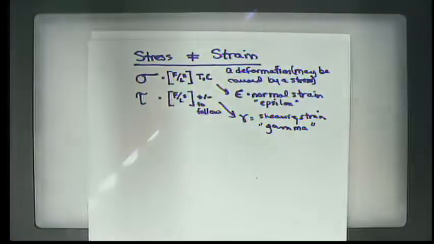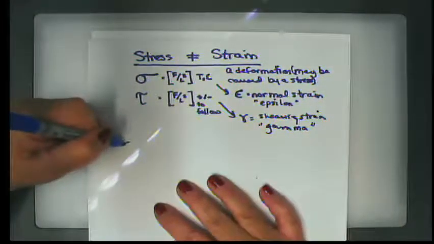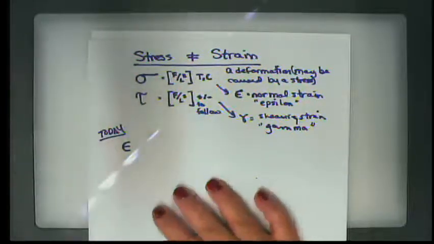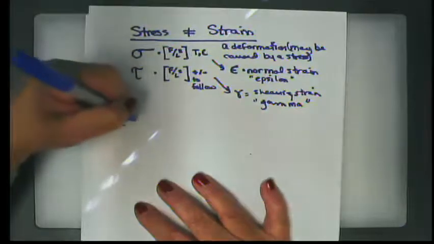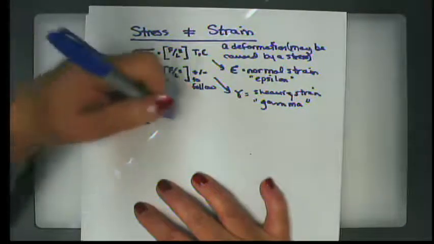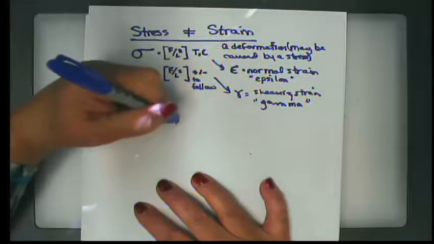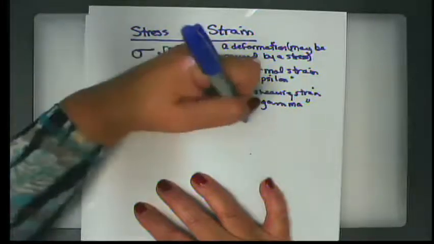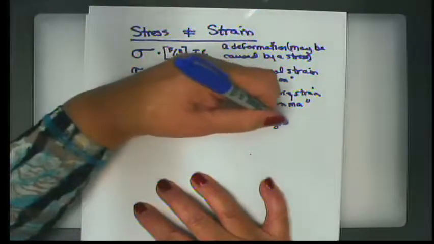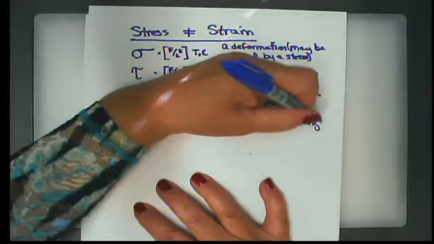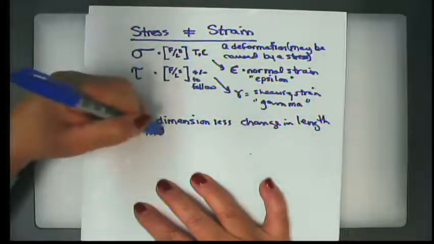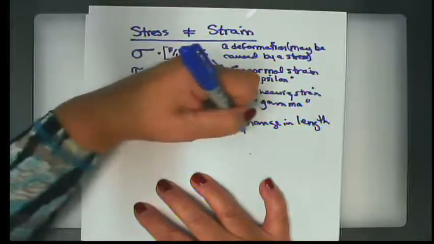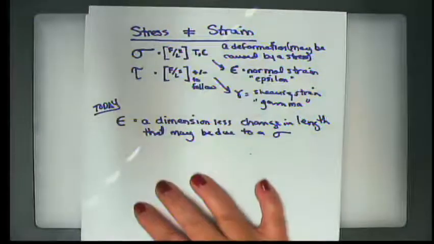Now today we're going to talk about epsilon. We're going to talk about normal strain. Epsilon is a dimensionless change in length that may be due, you'll find out later it can be due to other things as well, but may be due to a normal stress.